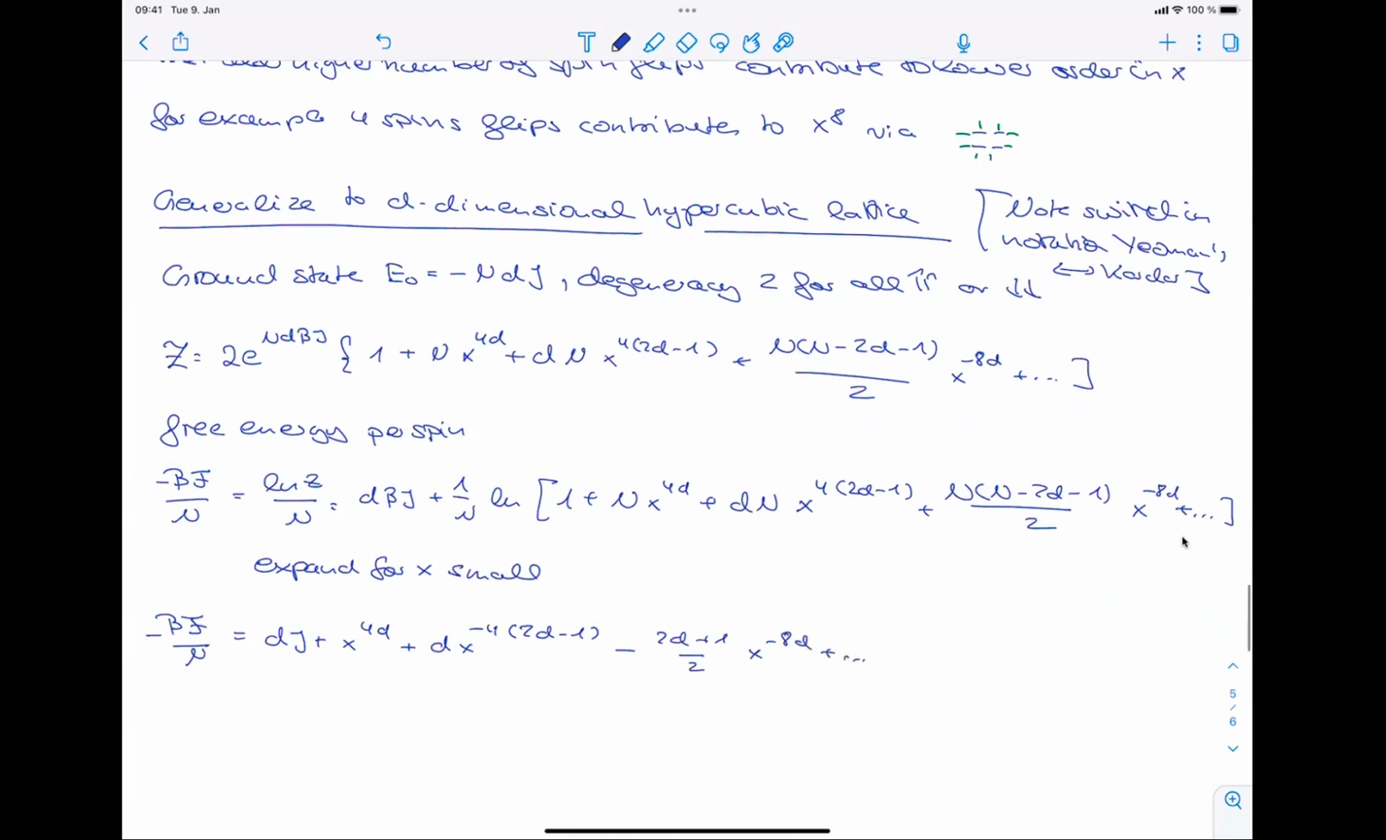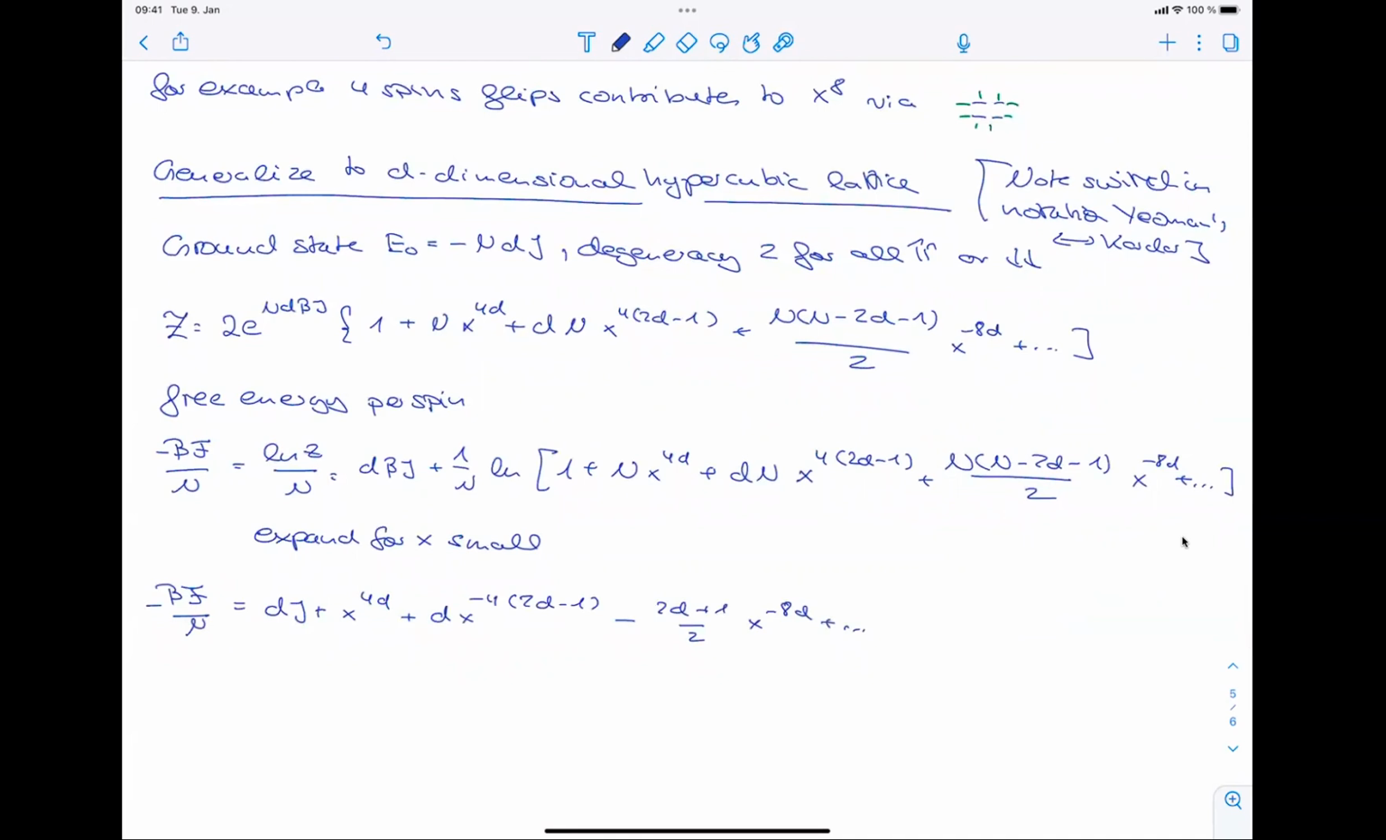And so that's important because we expect the free energy to be independent of the number of spins within the lattice. So note again.